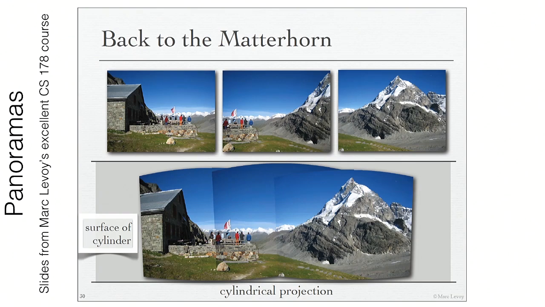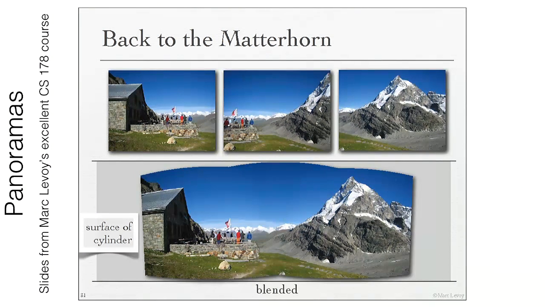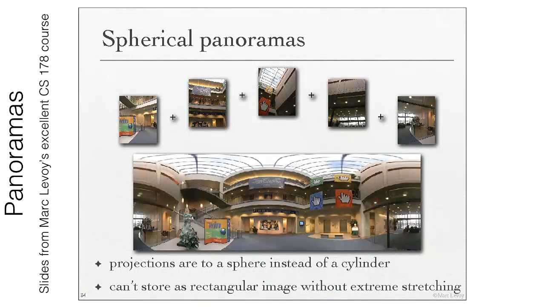So if we go back to this image of the Matterhorn and we end up projecting onto the cylinder, when we splat the images, we get these kind of rounded edges. When we blend them together, they all go away, and we have a nice view of a wide field of view of this one scene. So we can project onto cylinders. We can also project onto things like spheres.